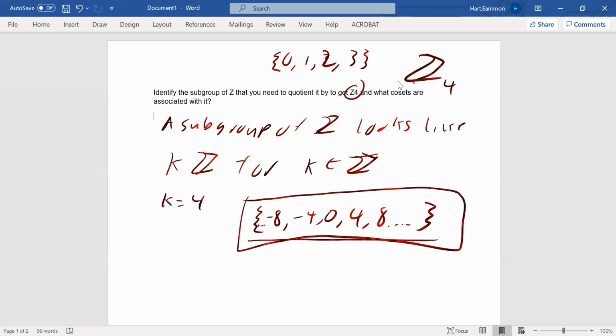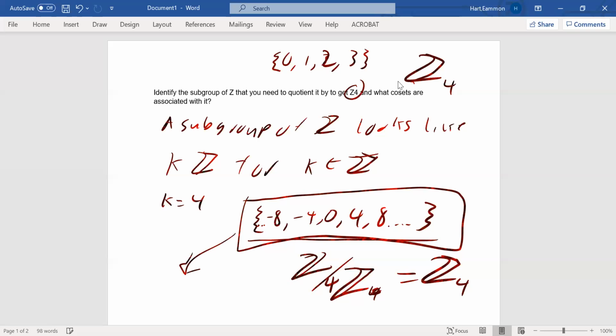Well, what we're going to find is essentially Z divided by the integer subgroup is just Z4. Oh, sorry, this is wrong. 4Z here. Yeah. But I just thought you meant the element 4, and I was confused. Okay. Yeah, no, the subgroup generated by multiplying the integers by 4.